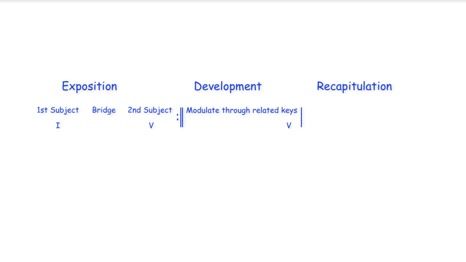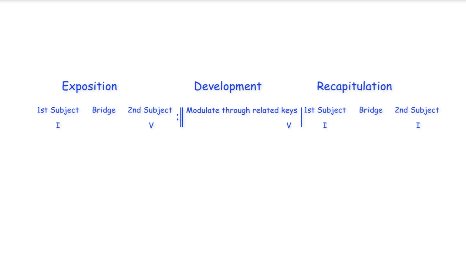In the recapitulation, the first subject is presented again in the tonic key. The transitional material, however, now instead of taking the work to the dominant, remains in the tonic. The second subject also is presented in the tonic, and the work concludes in that key.